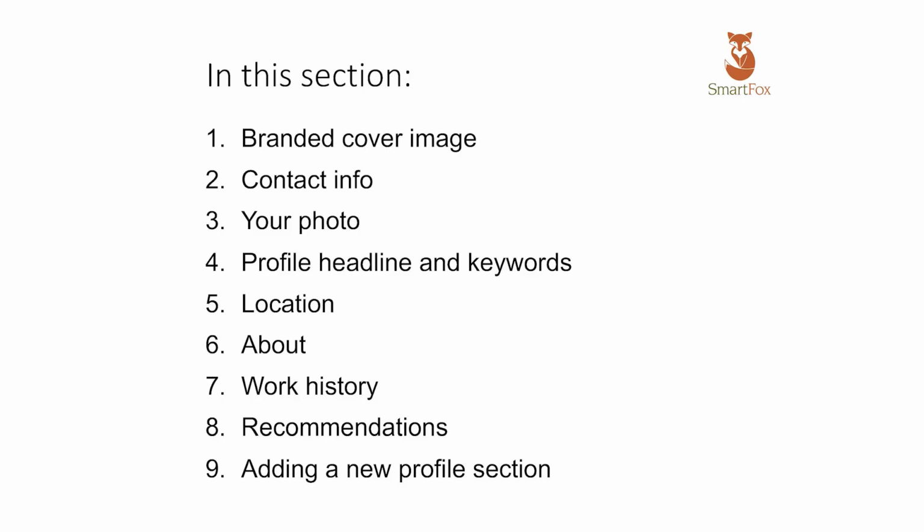Now we come to the personal profile section of LinkedIn. And again, this is a really big section, and we have 9 different areas that we're going to cover. And really we're going to look at the full A to Z of the personal profiles. So the 9 sections are the cover image, contact info, your photo, your headline and keywords, location, about, work history, recommendations, and adding a new profile section. And yes, there's a lot to get through in this section, but it's really, really important. And if you're ready, we'll get started.